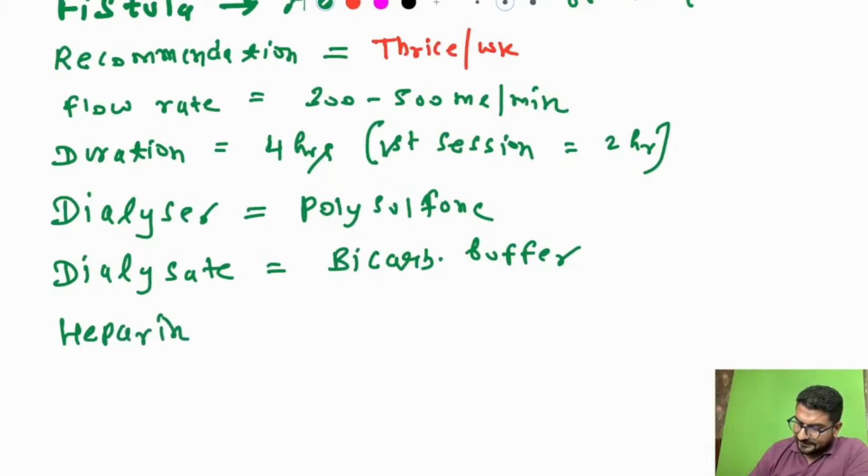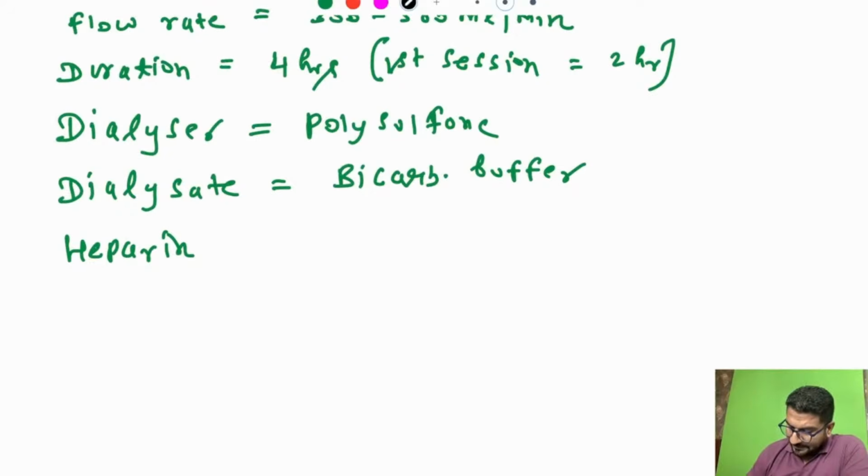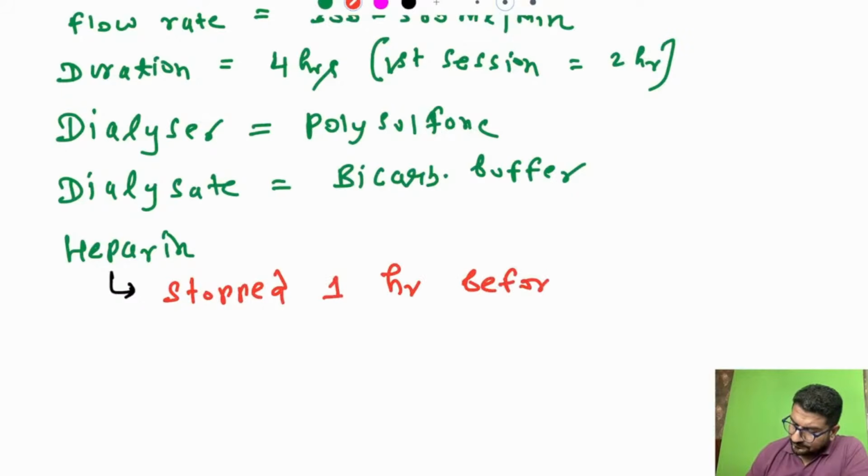Heparin is anticoagulant. It will prevent clotting. इसलिए हम heparin भी use करते हैं. Now try to understand. Just remember heparin should be stopped 1 hour before completion. Suppose 4 घंटे का सेशन तो तीसरे घंटे के बाद बंद कर दो. Heparin should be stopped 1 hour before completion.